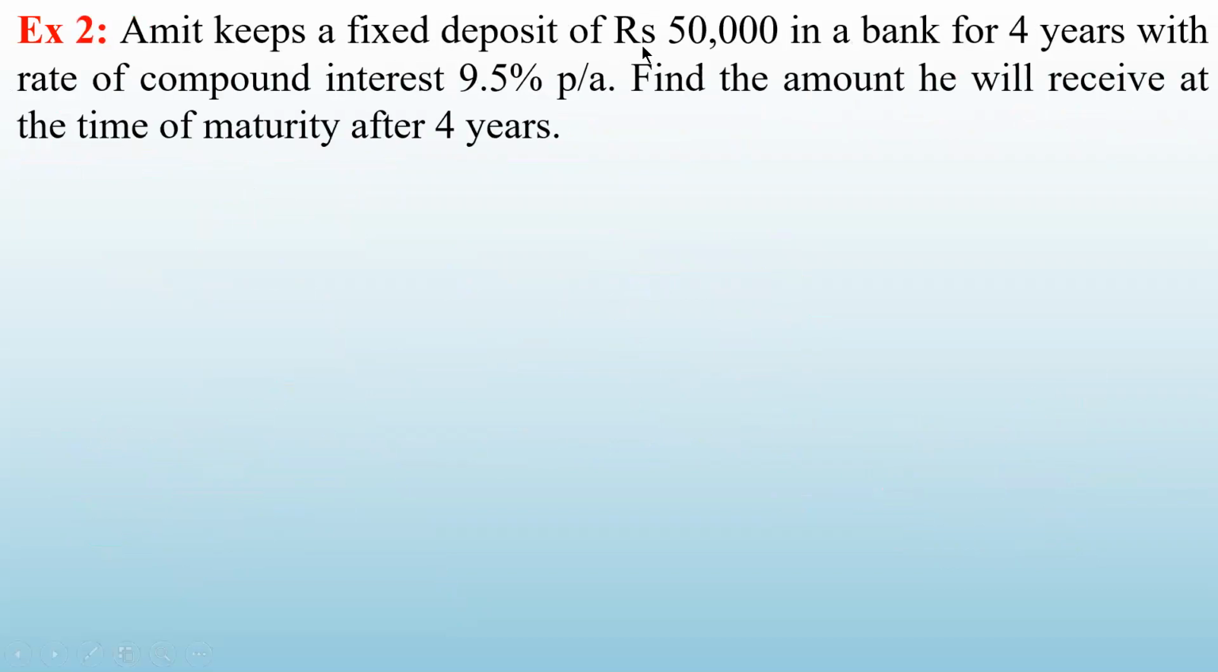Abid keeps a fixed deposit of rupees 50,000 in a bank for 4 years with rate of compound interest 9.5% per annum. Find the amount he will receive at the time of maturity after 4 years. This is per annum. How will you do this problem? How much amount is kept in a bank? He keeps a fixed deposit of rupees 50,000. So you are given here P is equal to 50,000. Okay. And for how long is it kept? For 4 years. So the value of N is equal to 4.